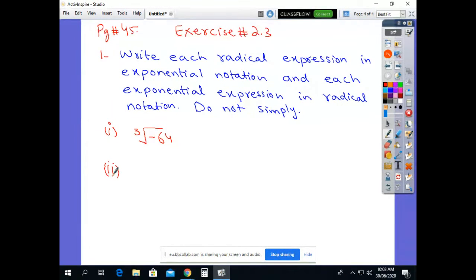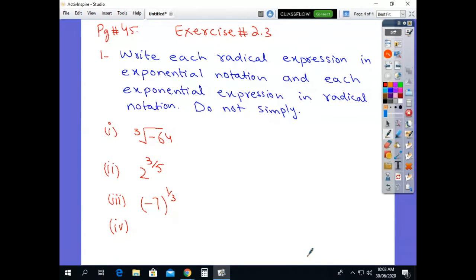The second part, in exponential form, is 2 raised to power 3 by 5. The third part is negative 7 raised to power 1 by 3, and the fourth one is y raised to power negative 2 by 3. Here we convert the radical expression into exponential notation and exponential expression into radical notation.